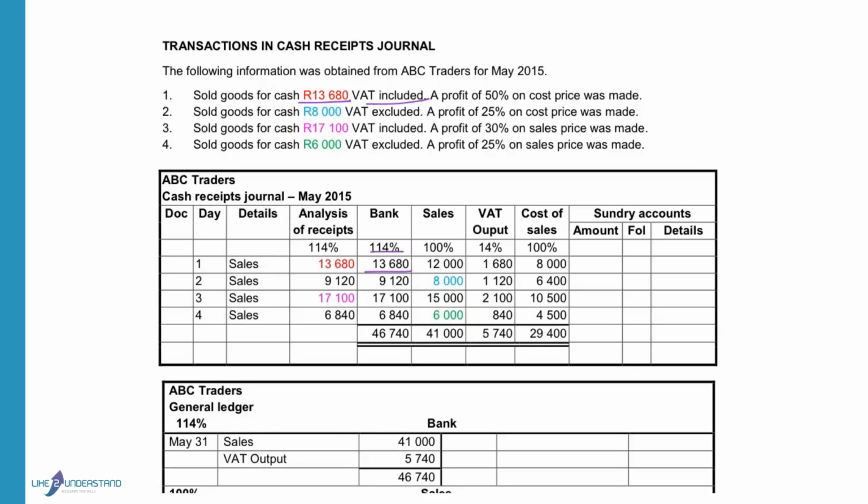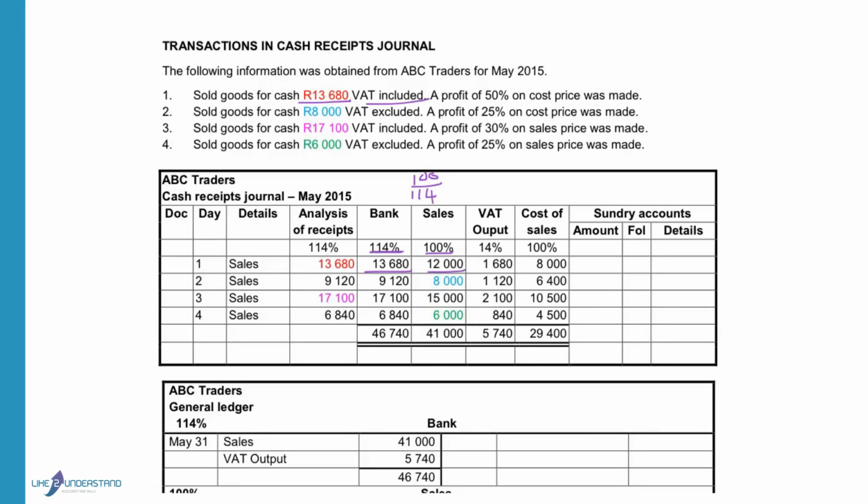If I want to know what is the sales income, the percentage that I want, 100, divided by the percentage that I know, 114, times 13,680, and that will give me 12,000 Rand.